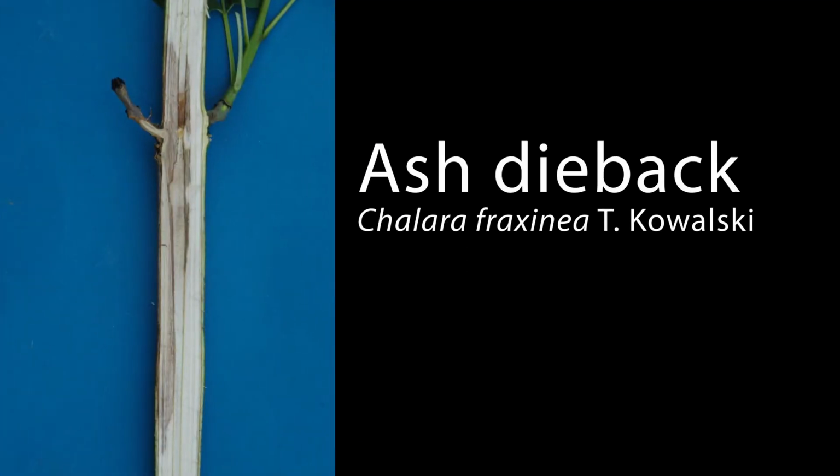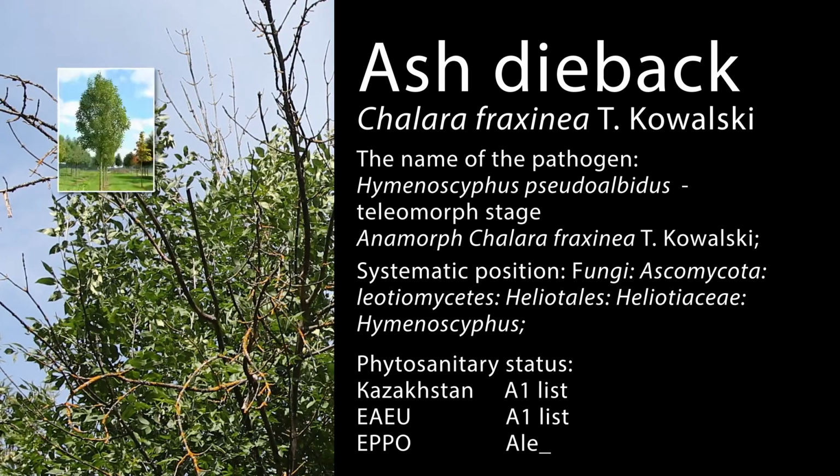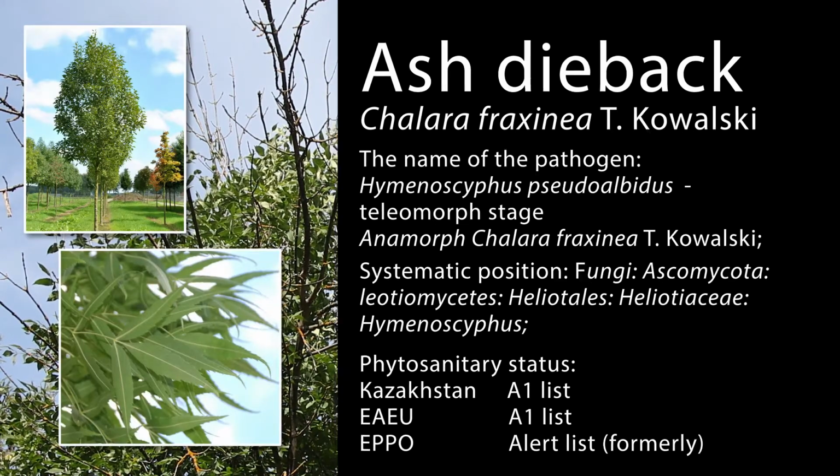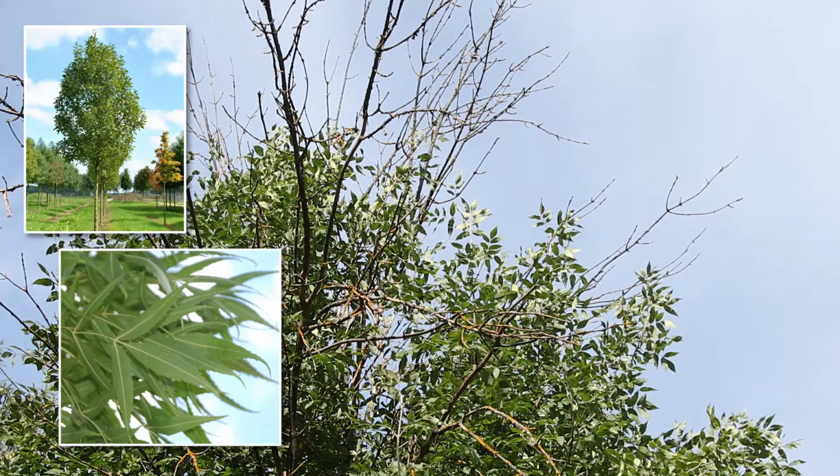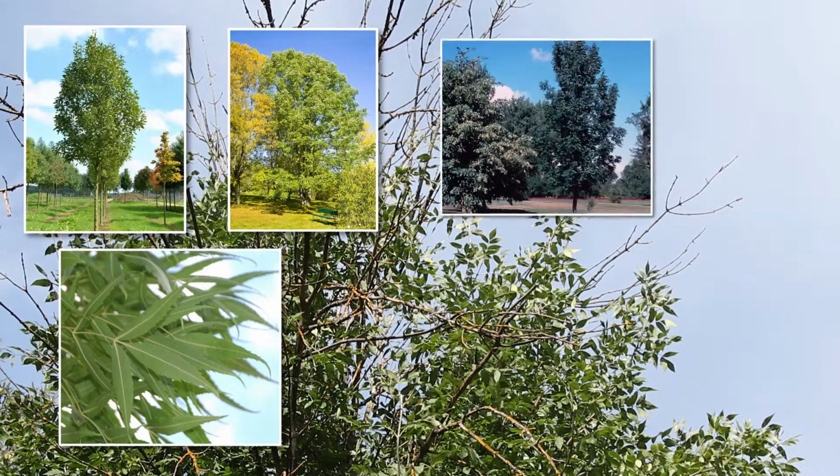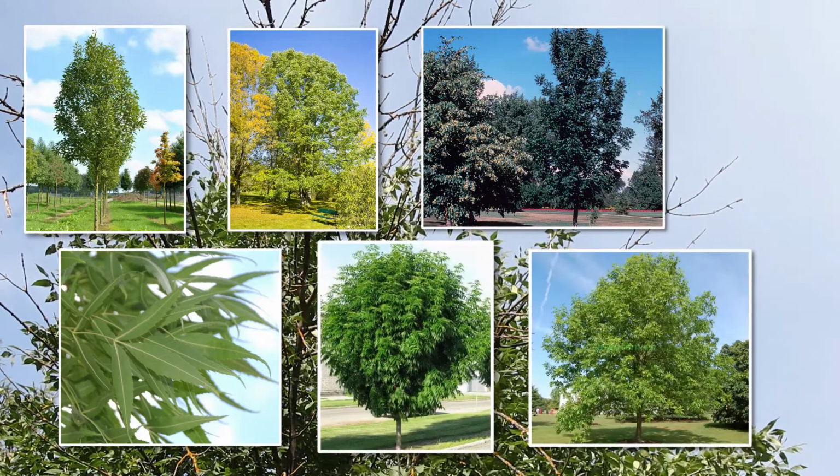Chalara fraxinea, a phytopathogenic fungus, which causes ash dieback. Common ash and narrow-leafed ash are especially susceptible to the disease. Also affected: American ash, black ash, Manchurian ash, red ash.